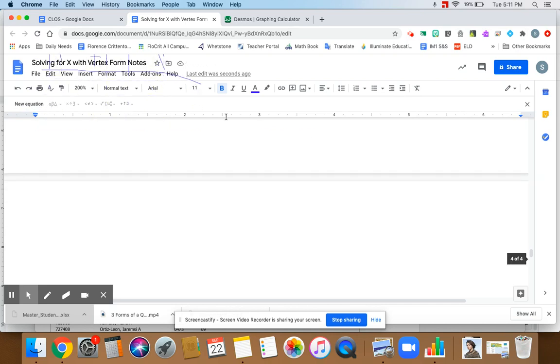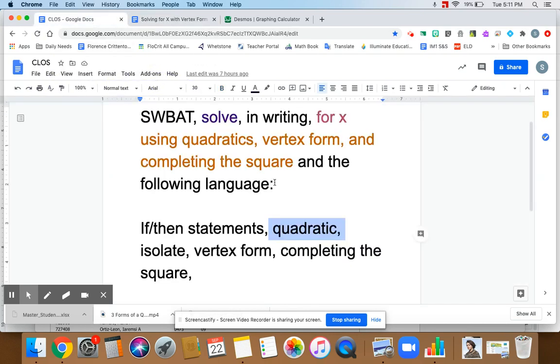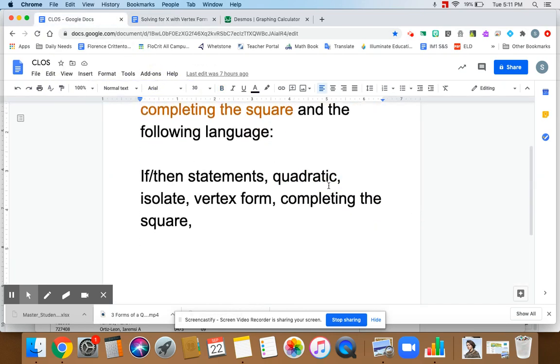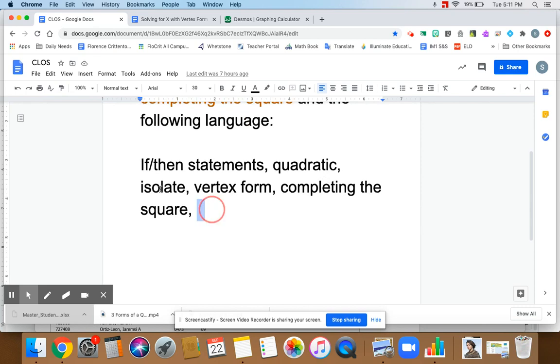All right. So go ahead and use if-then statements and our vocabulary words to explain what you learned how to do in this lesson.